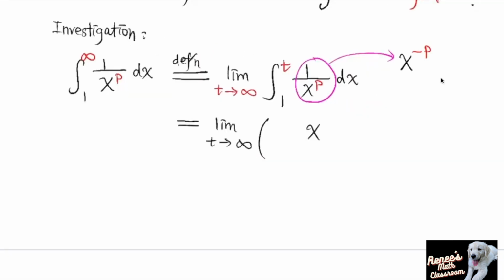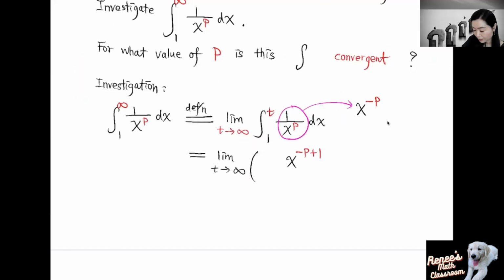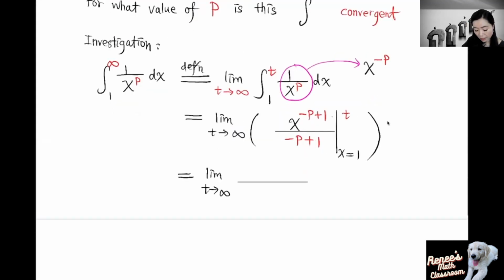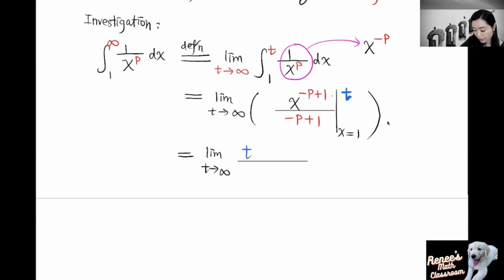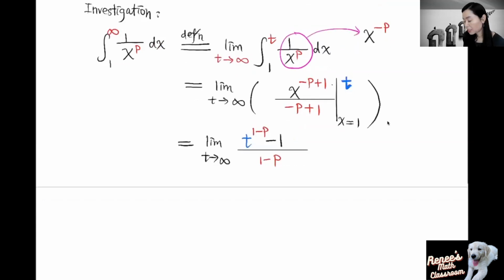Using the power rule, the antiderivative of x to the negative p will be x to the negative p plus 1, and then divide by this exponent. So we're going to divide this by negative p plus 1. Remember, the x over here goes from 1 to t. Now we're going to substitute. So this will be t to the 1 minus p, minus 1, over 1 minus p. This improper integral is equal to this limit over here. If this limit is equal to a real number, if it exists, then this integral will be convergent, right?